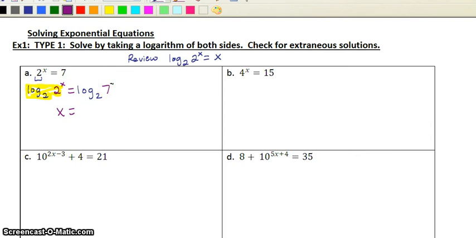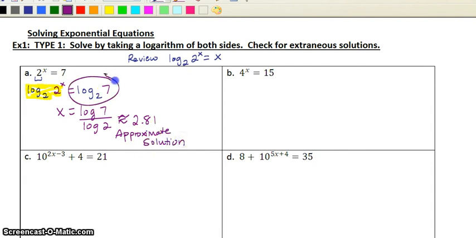Not too bad using the change of base formula we just learned in section 8.5. So I can take log of 7 divided by log 2 and type that into your calculator. You end up with 2.81 approximately. We're going to round to 2 decimal places today, and we're going to be finding the approximate solution in every situation. If I left it as log base 2 of 7, that would be considered the exact solution.